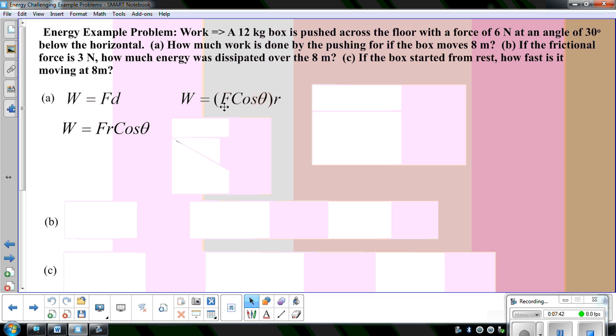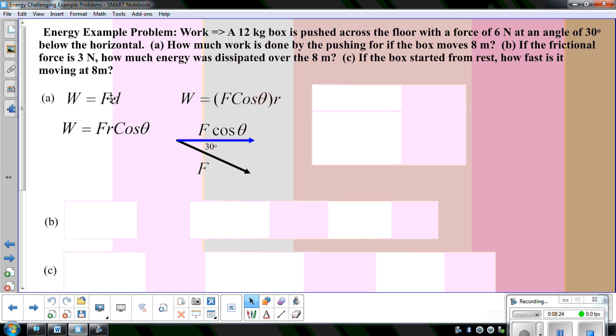If we're looking for F cosine theta times r, well, that blue line represents the force that's in the x direction, and the black line represents our pushing force of 6 newtons at an angle of 30 degrees below the horizontal. How would you find this x component? It's adjacent to the angle, therefore you'd use cosine. So similar to our other example, F cosine theta would be the force in the x direction. So F cosine theta is Fx, and that's what we need.